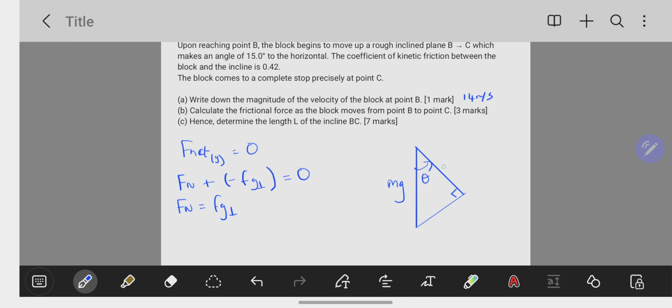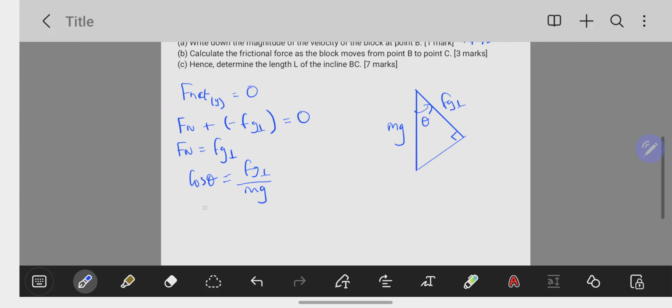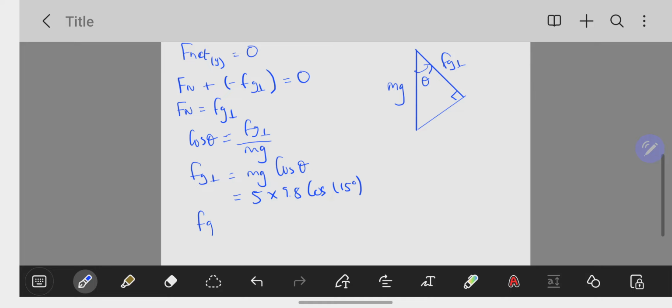So to find this side, it's cos theta. So cos theta is equal to adjacent, which is the FG perpendicular, over the hypotenuse of mg. Cross multiply. Therefore I have that FG perpendicular is equal to mg cos theta. Now I could go ahead and get the exact number, or for now we can just use this as it is in our formula for frictional force.